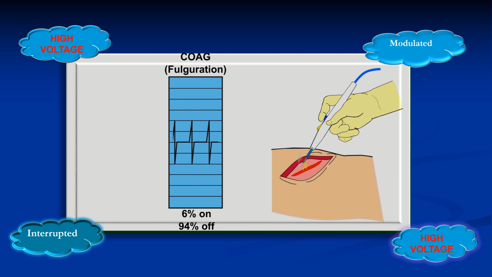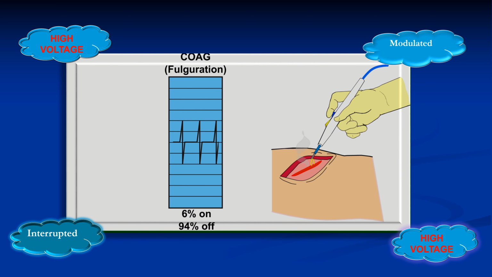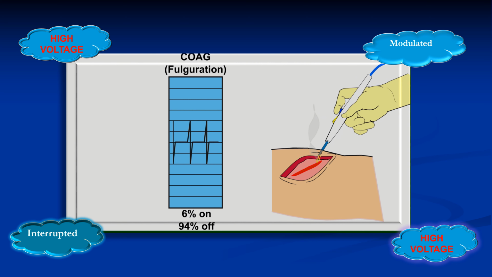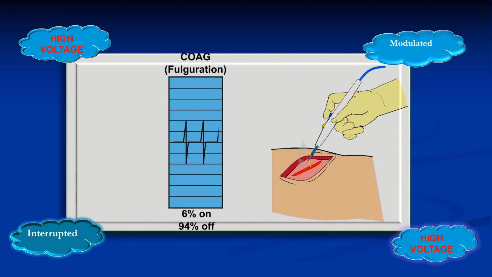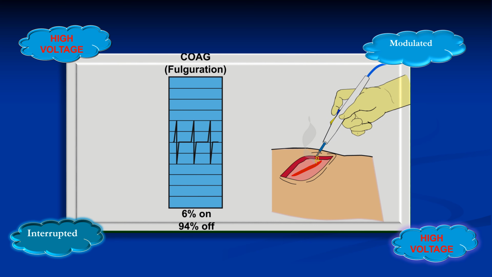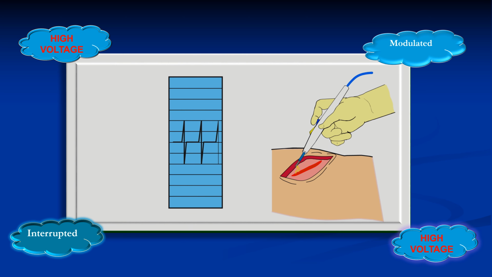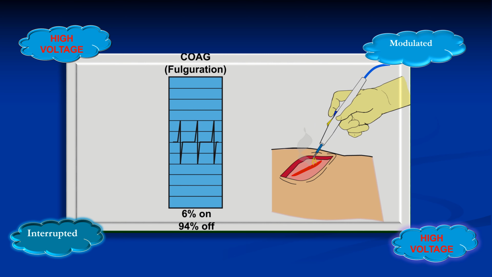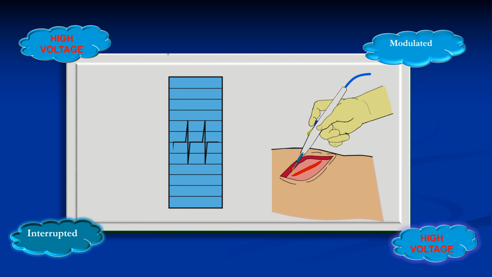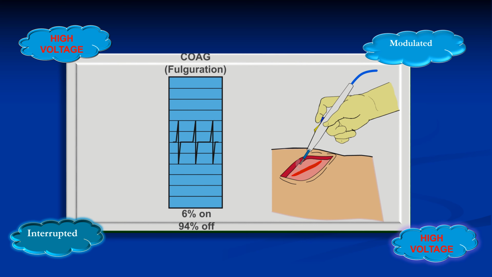This results in coagulation, which is a dehydration effect, loss of cellular fluid, and protein denaturation, rather than vaporization. Dehydration is not as effective as vaporization for cutting tissue, but it is ideal for sealing a blood vessel. The modulated current requires a high power setting or higher voltage to achieve dehydration, which causes more tissue damage and more thermal spread, increasing the risk of potential complications.